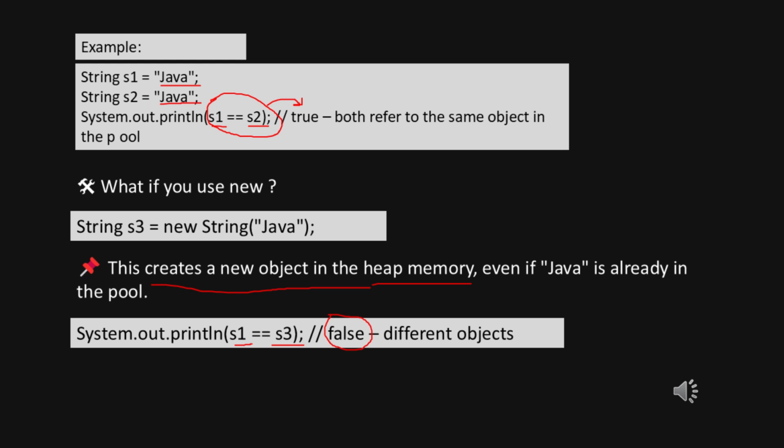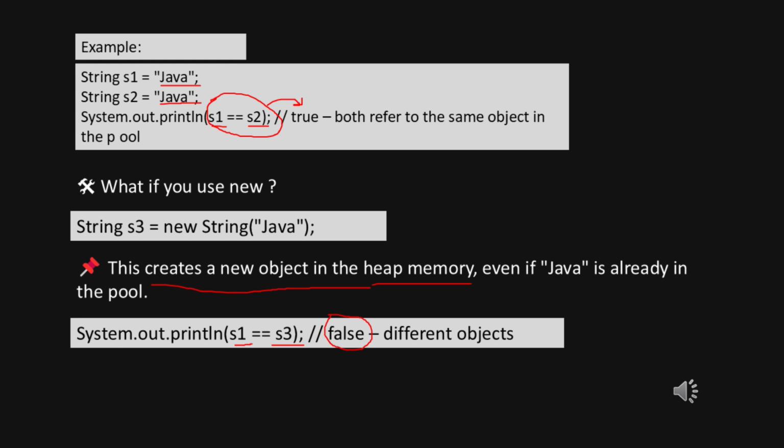And what if we use the new keyword: string s3 = new String("Java"). This creates a new object in the heap memory, even if "Java" already exists in the pool. That is why the comparison's final output is false, because they are different objects.